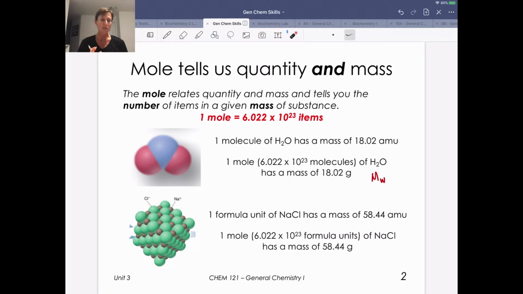So when we talk about molecular weight or formula mass or molecular mass, we're going to be doing the same thing, adding up the individual masses of elements that we find on the periodic table. The only thing that's different is now the units are going to be grams per mole.